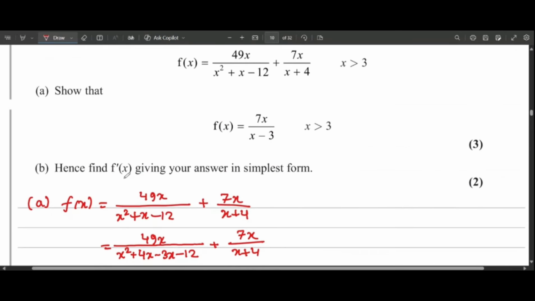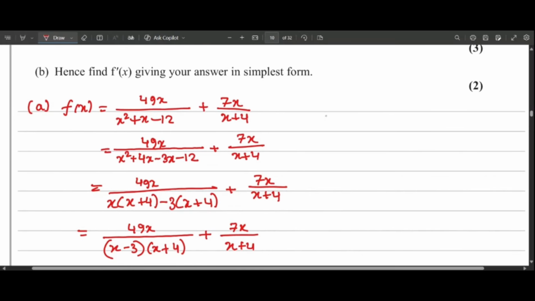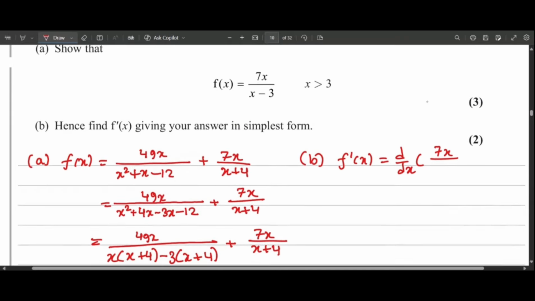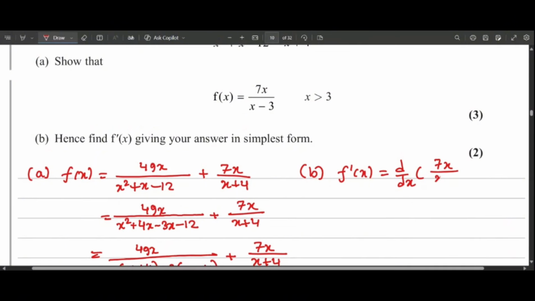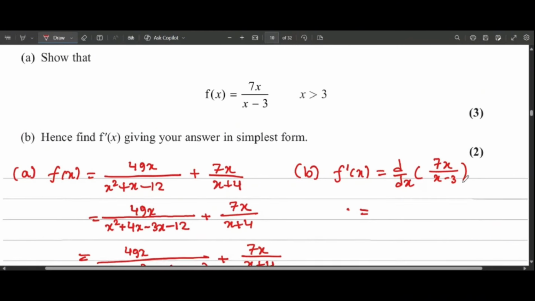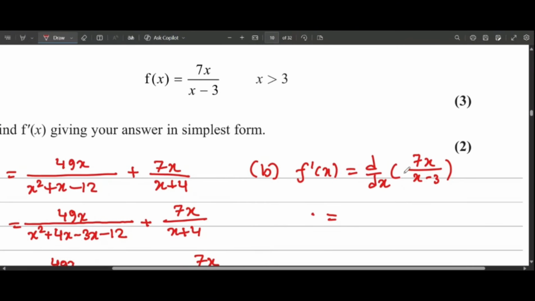For part B, we have to find the derivative of this function, or differentiate it. So for f prime of x, we have to differentiate this function, 7x divided by x minus 3. We can see that we cannot further simplify this fraction. This fraction cannot be simplified into two or three terms of x.